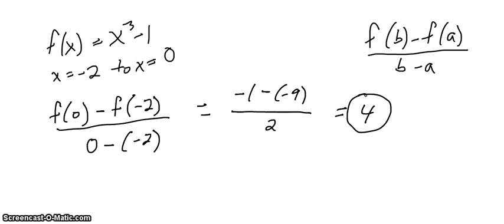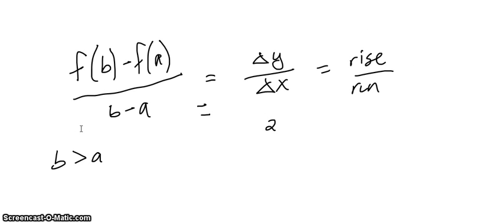And just remembering that finding the average rate of change is f of b minus f of a all over b minus a. And that's where b is greater than a, and b and a represent the x values. So as long as you can remember that f of b minus f of a over b minus a is the same thing that you've learned all along as change in y over change in x, or rise over run. But this one specifically means average rate of change, which is also the slope of the secant line to the curve.